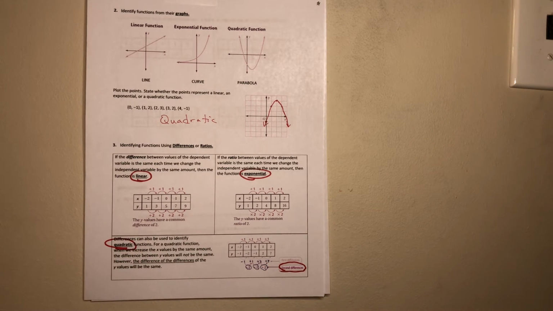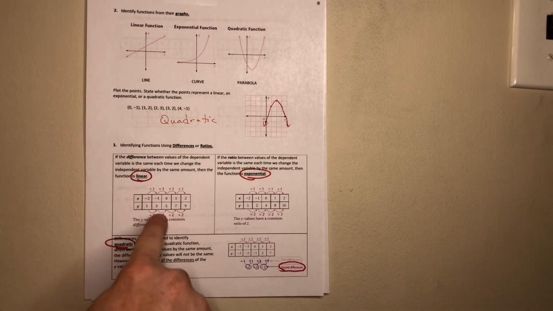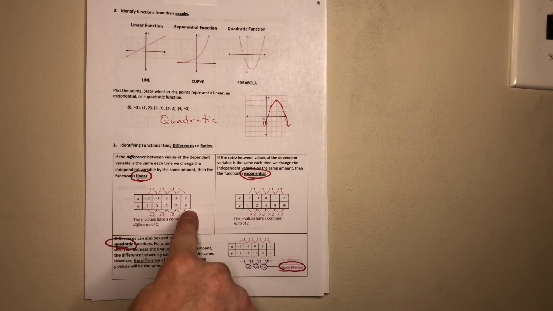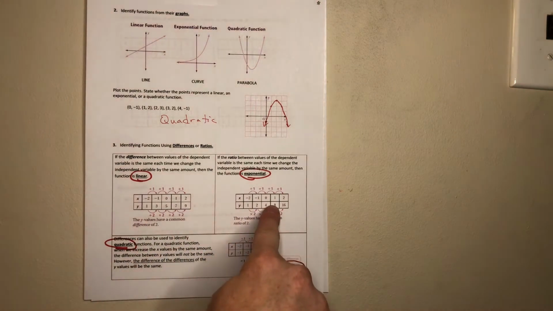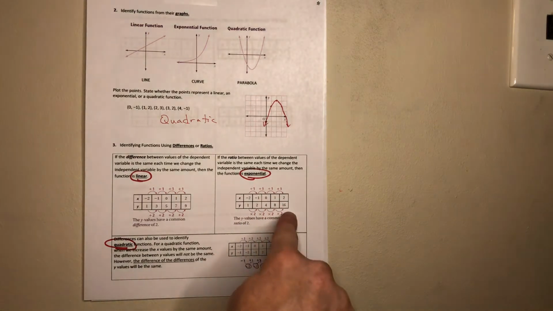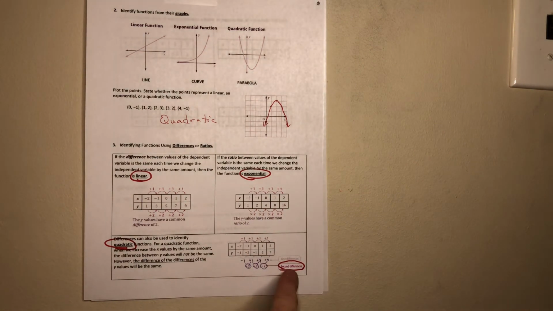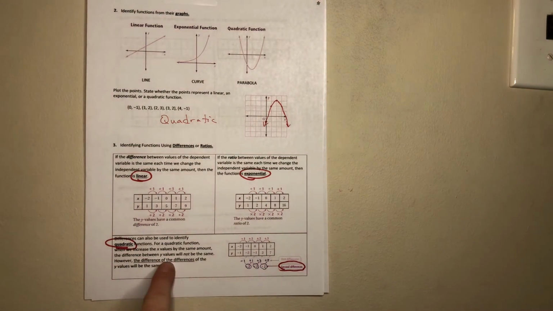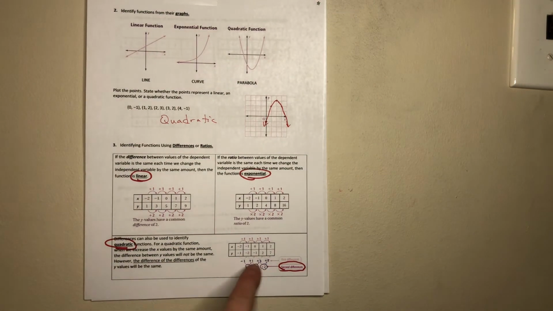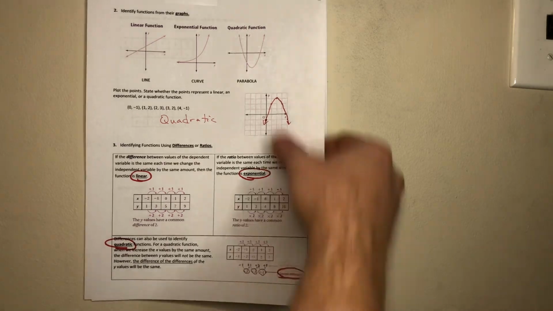So let's recap real quick. Linear functions have a common difference. Exponential functions have a common ratio. And quadratic functions have a constant second difference, the difference of the differences. And that will be true of every quadratic. All right, so let's practice a few of these.